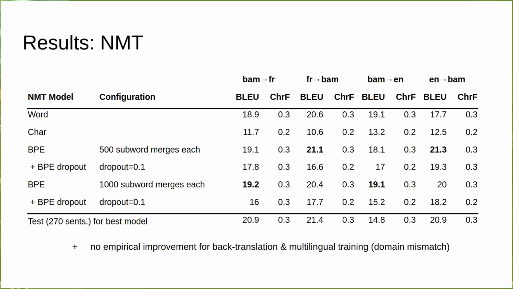So in machine translation, we considered the input units at character, word, and byte encoding level, both with 500 and 1000, along with dropouts. The best performing models were the ones using the byte encoding. And for our back translation and multilingual training models, we didn't see any empirical improvement for those due to domain mismatch.